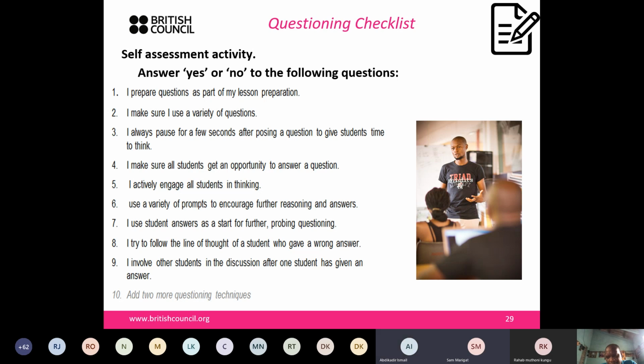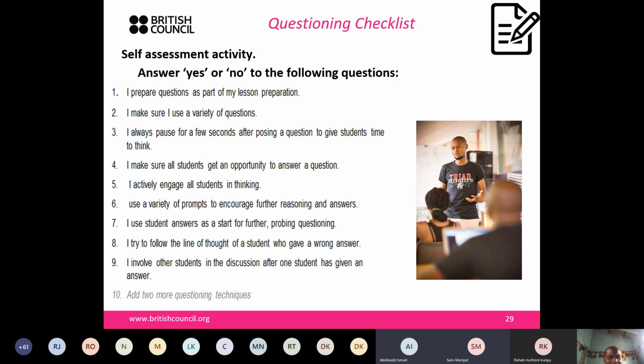Number 3, yes. Number 4, I make sure all students get an opportunity to answer a question. Do you give opportunity to all, or you only take the front row, or those who say, sir, sir, miss, miss? No, no, yes, no. Okay. There's a balance between yes and a bigger number of no.